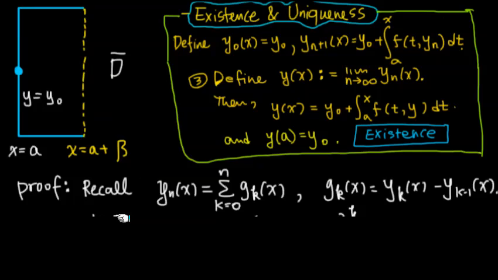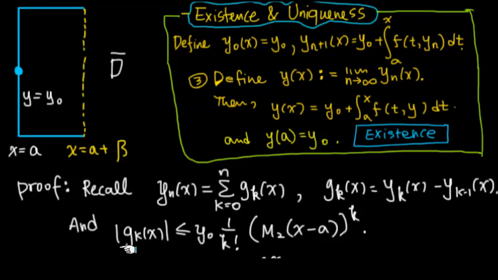Now I want to recall from the earlier video that our nth iteration can be written as the sum of this g_k. Of course g_k is tautologically defined like this, but the good thing about it is that we have a nice upper bound on this g_k, which is stated here. This one, the absolute value of the individual term, is bounded by this nice expression with a factorial down there and the kth power of this M2 times x minus a.